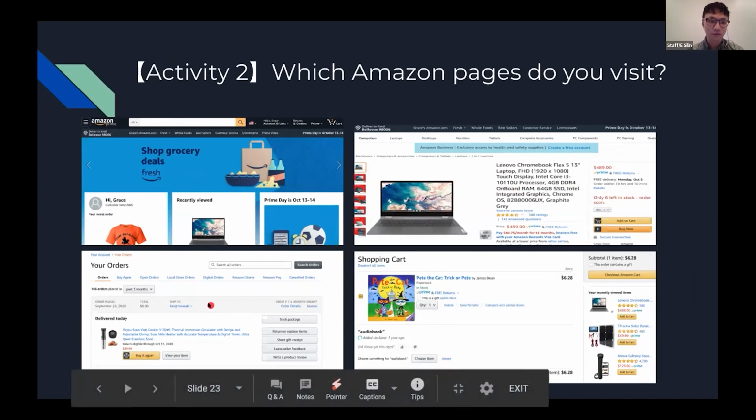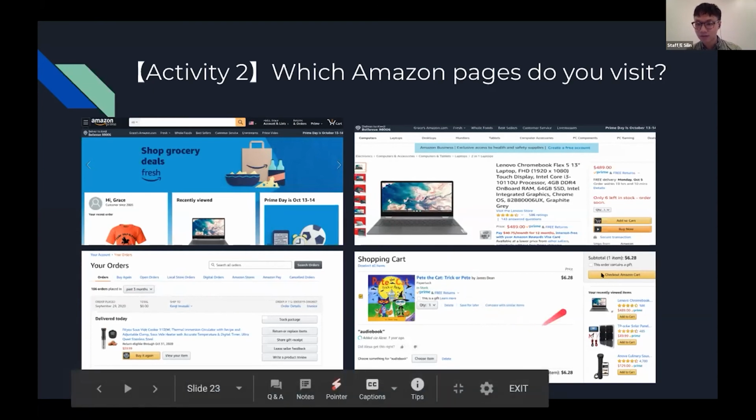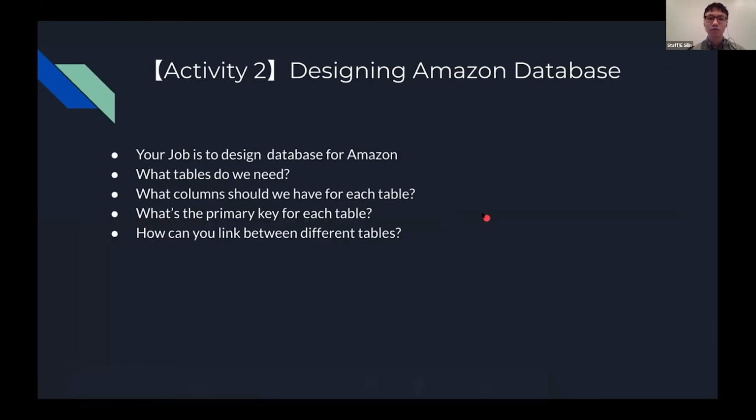For the picture at the bottom left, we have the orders page. Here we have the products we bought, the total price, the order date, and who made this purchase. And for the bottom right one, we have the shopping cart page. On this page, we have information like what products you put in the shopping cart and the total price. So in the breakout room, your job is to design the database for Amazon.